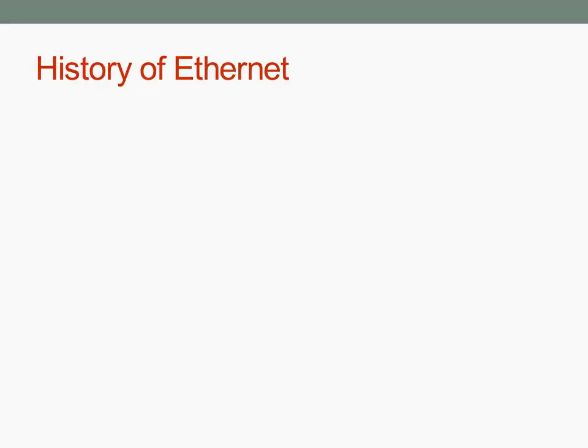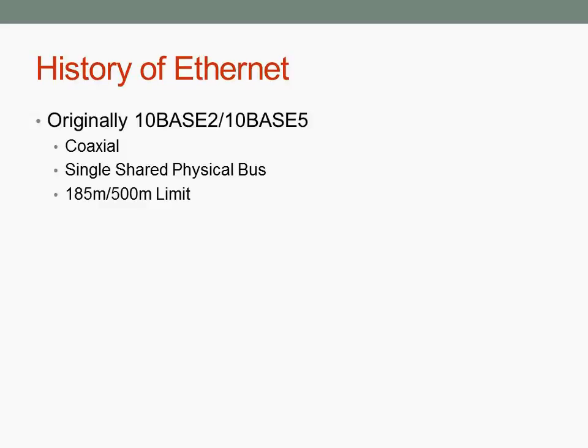Now, Ethernet originally started as 10Base2 and 10Base5. These were called ThinNet and ThickNet, respectively. Originally, Ethernet used a single coaxial cable that ran from computer to computer, one after the other, and they shared a single physical bus, and that bus was the coaxial cable.